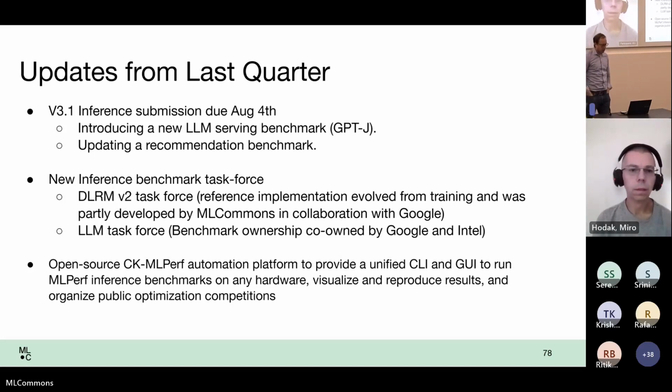DLRM v2 is sort of owned and executed by MLCommons with supervision from Google. And then the LLM task force was sort of jointly led by Google and Intel. Oh, Miro, you're here.